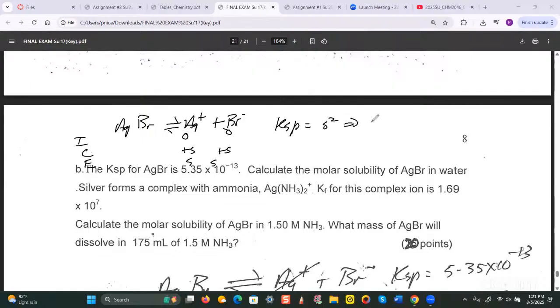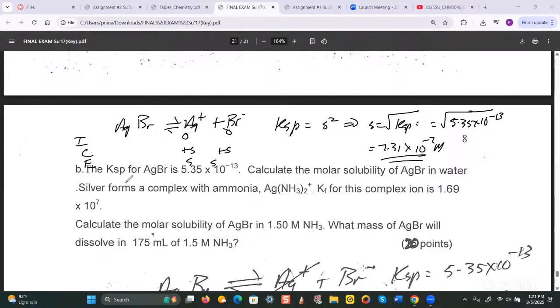This implies that S will be equal to the square root of Ksp, which will be equal to the square root of 5.35 times 10 to the minus 13. And according to my calculation, this works out to be equal to 7.31 times 10 to the minus 7 M, all right? So that's the molar solubility in pure water.